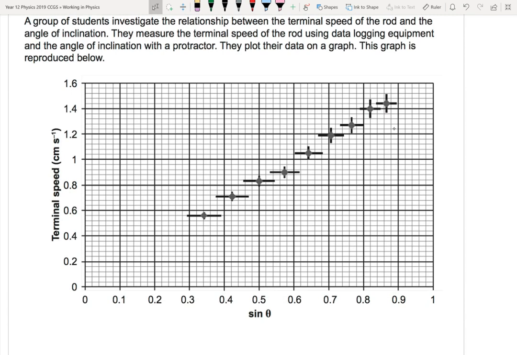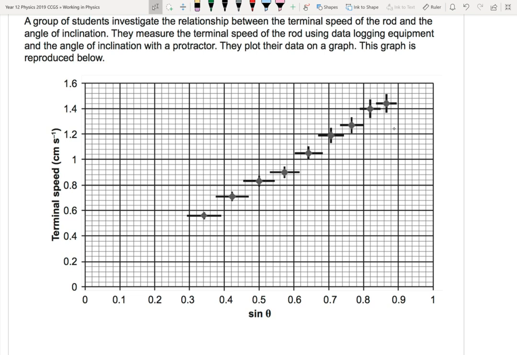We've got the sine theta of the angle of the incline. Changing the angle changes the sine theta. And then they're measuring the terminal velocity in centimeters per second. Now, here we've got error bars on both axes. So both measurements came with an associated error.